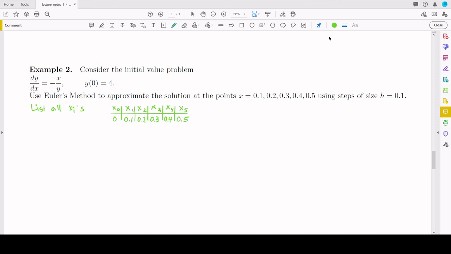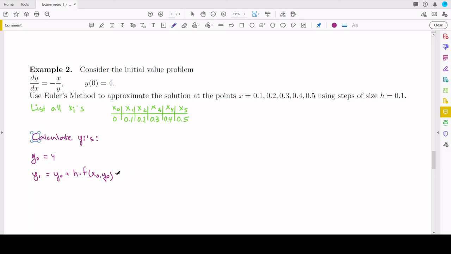So our next step is to calculate the y_i's. The first one is given. We know that y0 is equal to 4. That's from our initial condition. And now y1 equals y0 plus h times f of x0, y0.